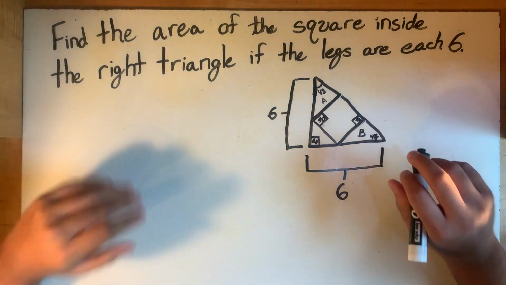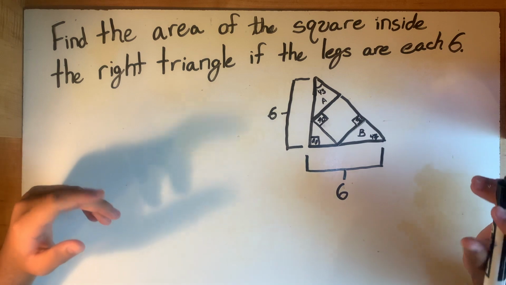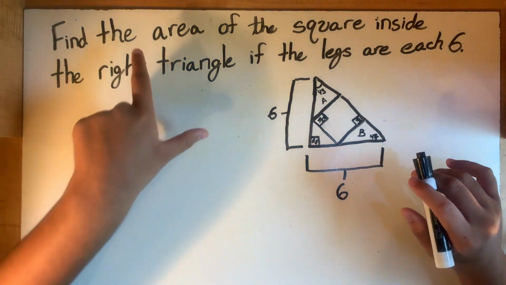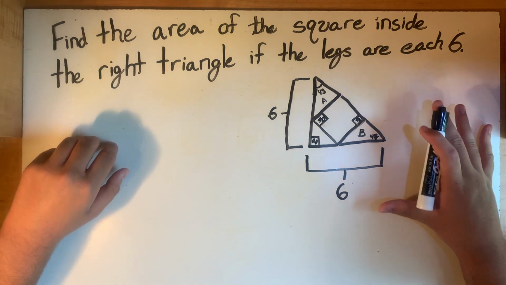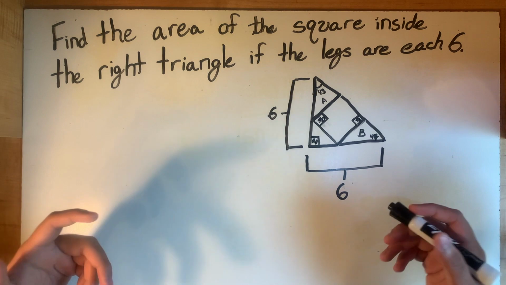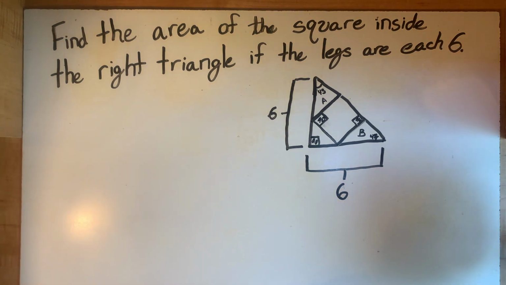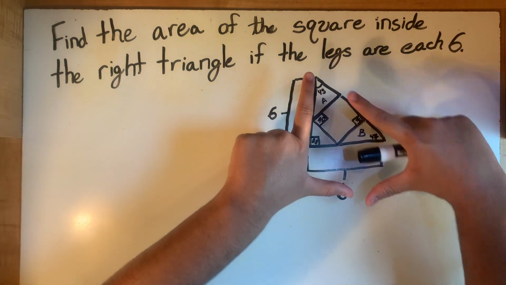What is up, guys? Today we have a geometry challenge problem, which says find the area of the square inside the right triangle if the legs are each 6. We can just call it 6 units, since we're not given a measurement. We want to find the area of this square that is inside of this triangle.